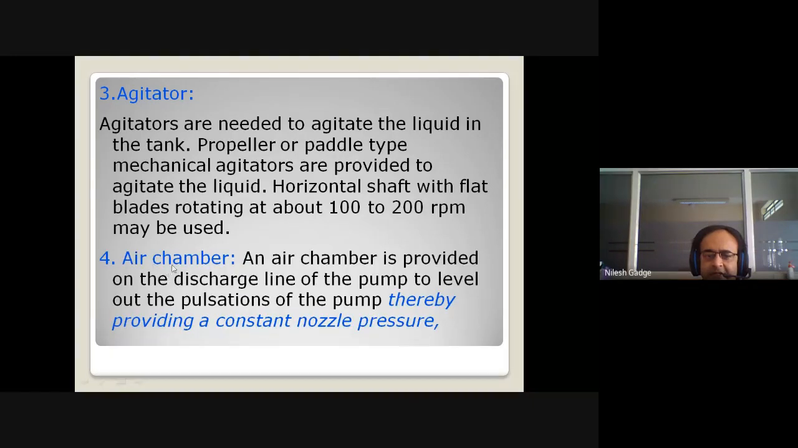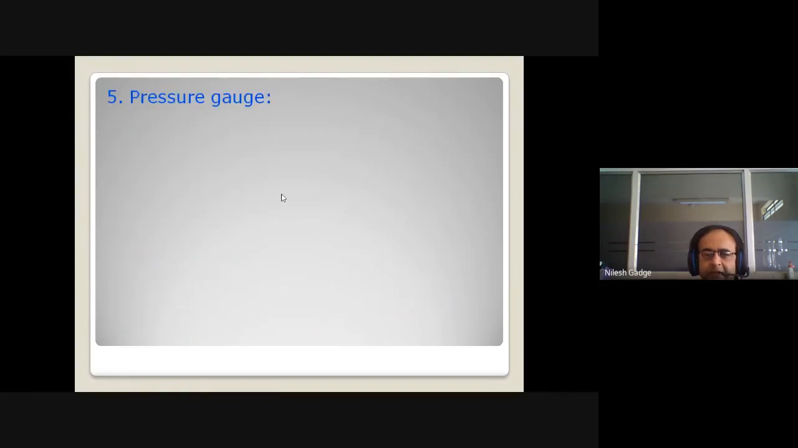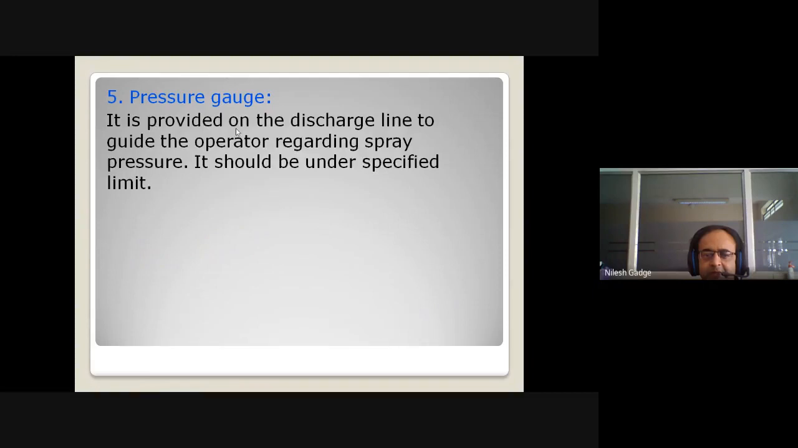Then there is the air chamber. The air chamber is provided on the discharge line of the pump to level out the pulsations of the pump, thereby providing a constant nozzle pressure. So the air chamber is provided on the discharge line so that we will get constant nozzle pressure. Then the pressure gauge is provided on the discharge line to guide the operator regarding spray pressure. It should be under the specified limit.